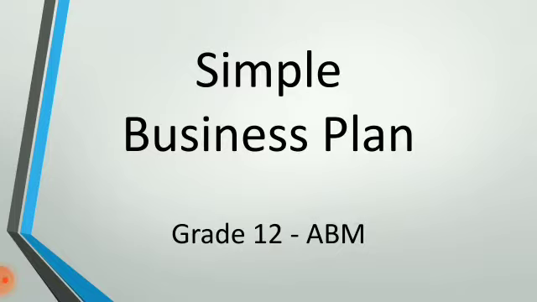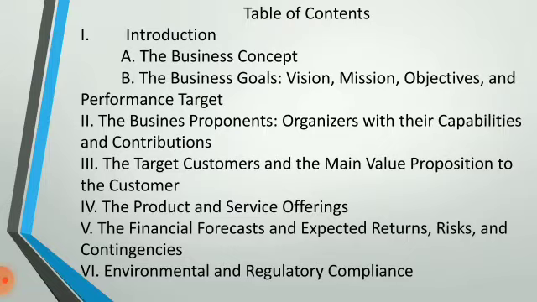So let's discuss the table of contents of a business plan. First, you'll have the introduction. Second, you'll have the business proponents. Third, the target customers and the main value proposition to the customer. Fourth, the product and service offerings. Fifth, the financial forecasts and expected returns, risks, and contingencies. And lastly, the environmental and regulatory compliance.